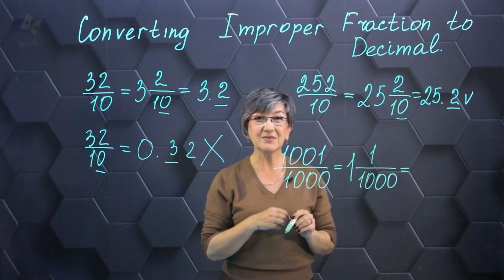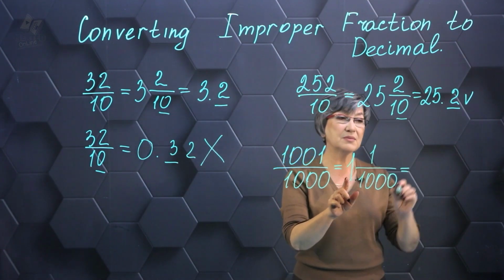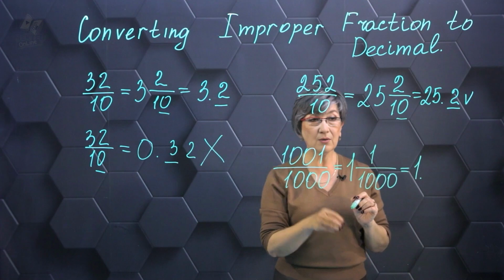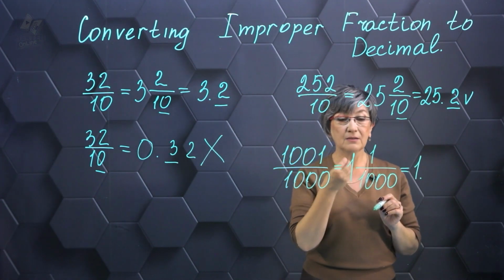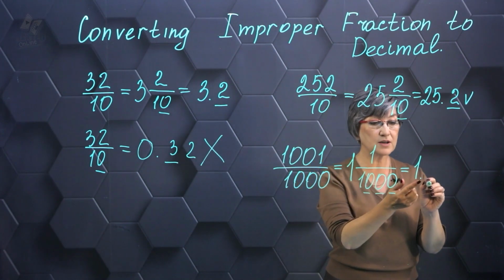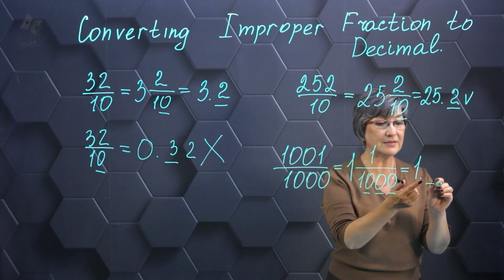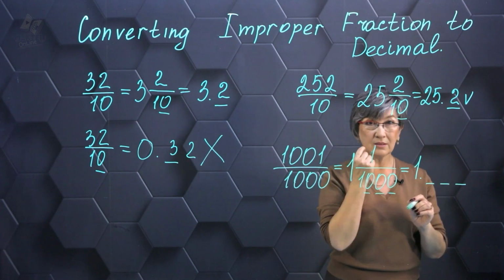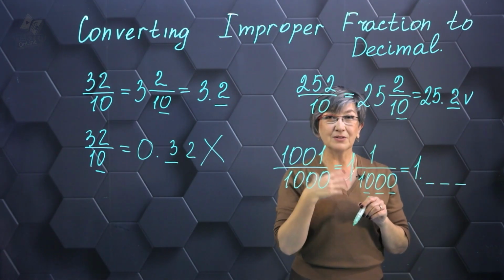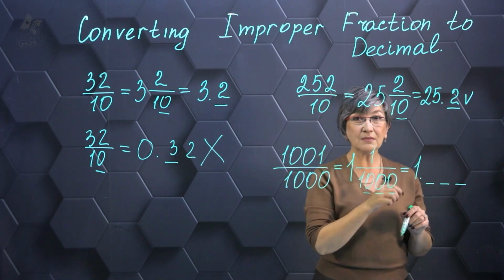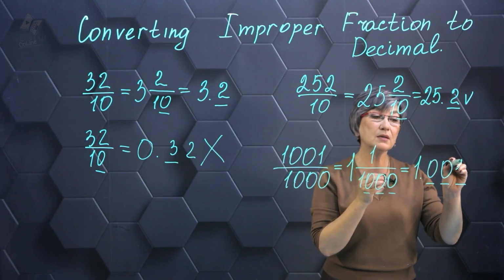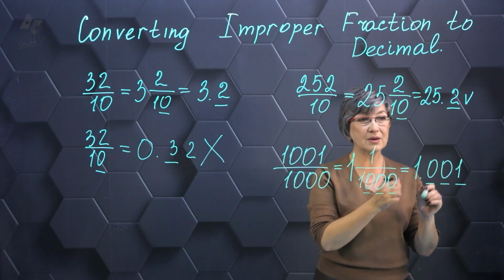Now let's put it in decimal form. As a decimal, we write down the whole part, that's 1 whole. Separate it with our dot. Now count the number of zeros in the denominator. 1, 2, 3. So I have to write 3 digits after the dot. But we only have 1 digit in the numerator. So in order to make 3 digits, we add zeros before the 1. 0, 0, 1. The result is 1.001.